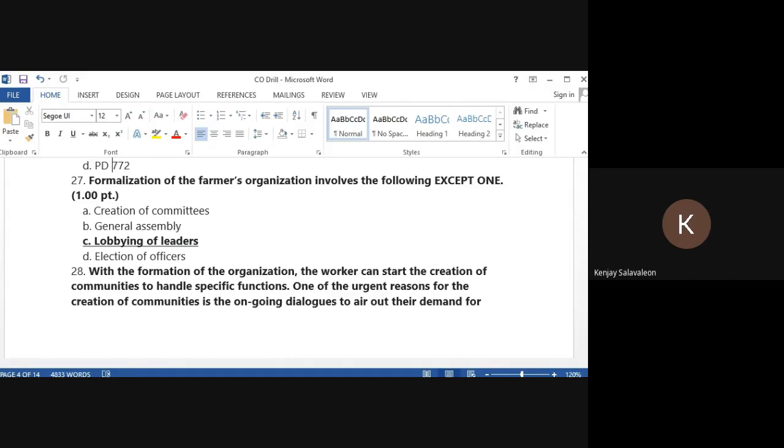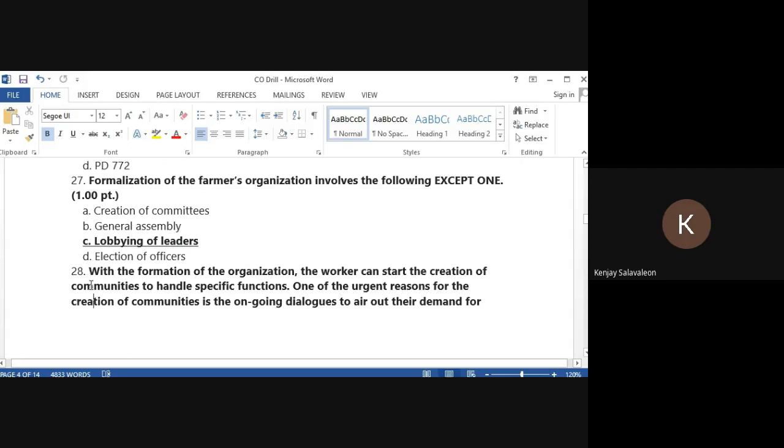Kasi in creating that organization para mayroon ng tao na sa posisyon na yan, magsisimula yan of course doon sa creation of committee. Then, during General Assembly, magkakaroon ng election of officer. Then last, sa election of officer, mayroon dapat oath-taking. So yun, para ma-formalize yung duly elected officers of the organization. Okay. Hindi kasali yung lobbying.